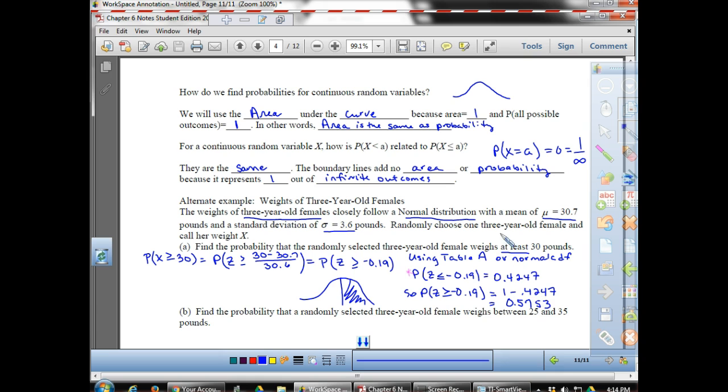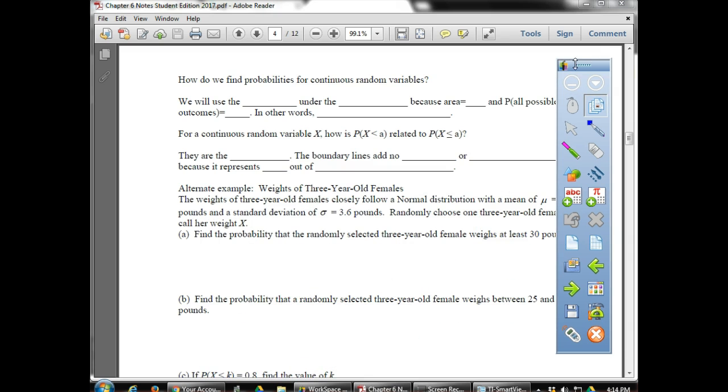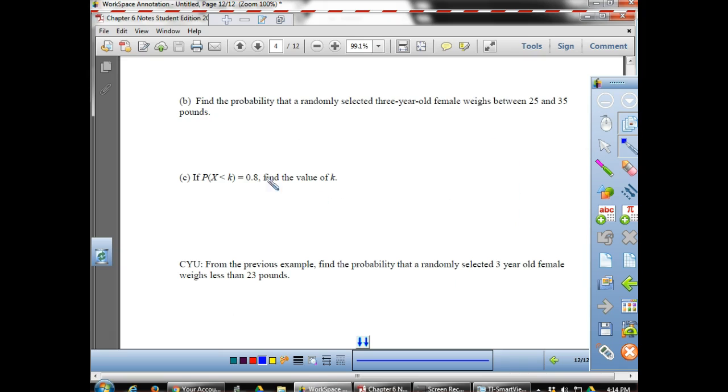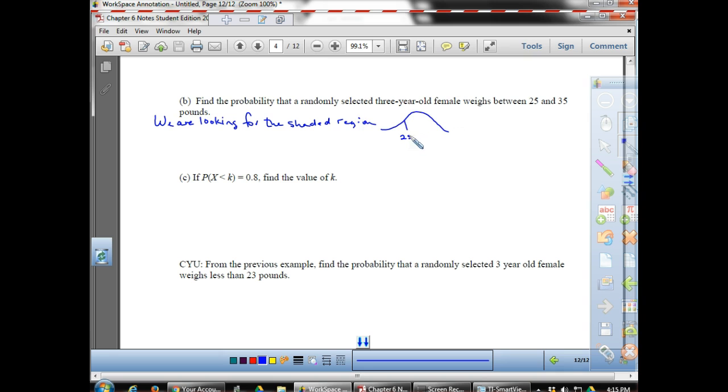Okay, so let's do another one. Find the probability that a randomly selected 3-year-old female weighs between 25 and 35 pounds. Okay, I'm going to scroll down for that. So we are looking for the shaded region. I'll draw that for you. I'll draw it like this, roughly, looking for this region there. Or we're looking for the probability that any randomly selected female will be between 25 and 35 pounds.